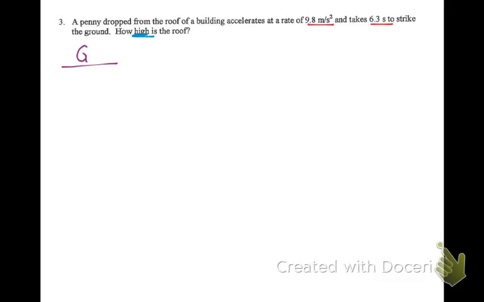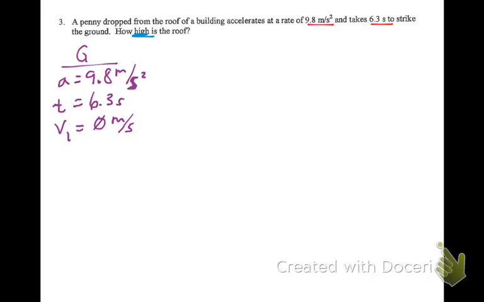So we say that our acceleration is 9.8 meters per second squared. And we know our time is 6.3 seconds. So, things I want you to think about. If you are dropping something off of a roof, what's its initial velocity? It's not too bad. If we're just simply holding it and then we open our hand and drop it, our initial velocity is 0.